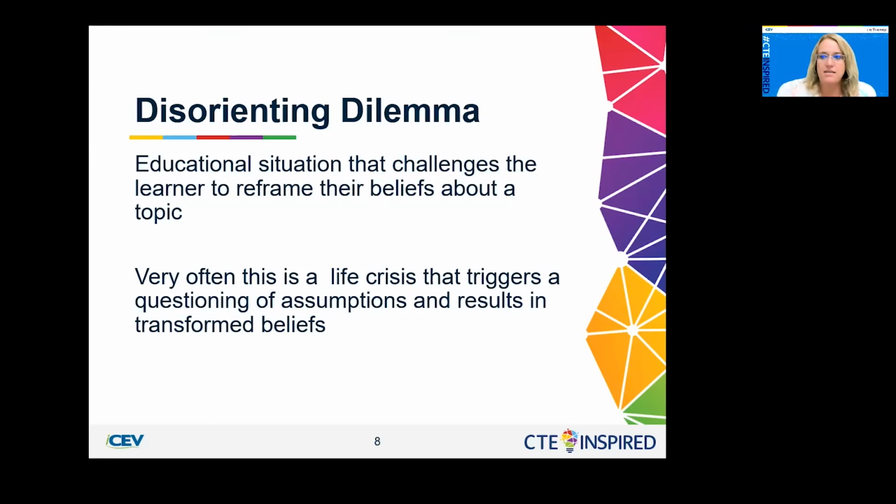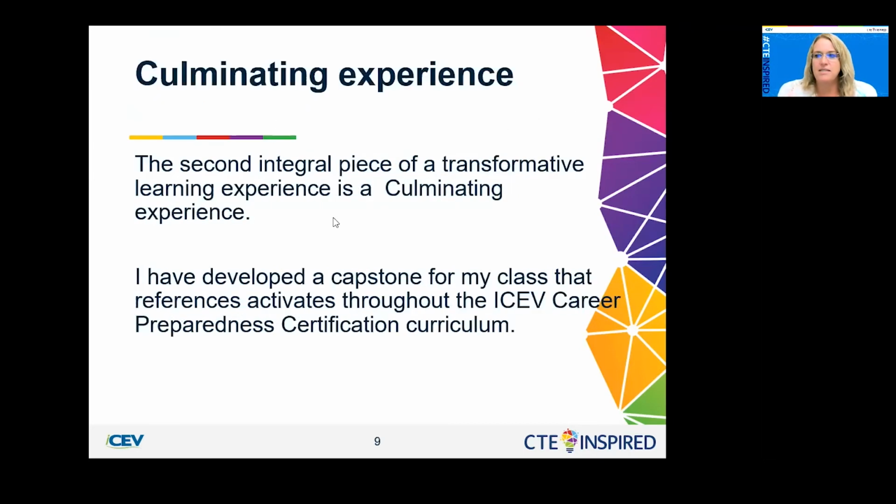The other piece that Mezirow really talks about is this idea of a culminating experience. And you may have heard this referred to as a capstone or a graduation portfolio or something like that. I think the way that we can use this here in our setting is giving our students an opportunity to evaluate, synthesize, and analyze the information that we're giving them. But most importantly is having them personalize it, having them take all this information and now put it together and say, how does this apply to me?